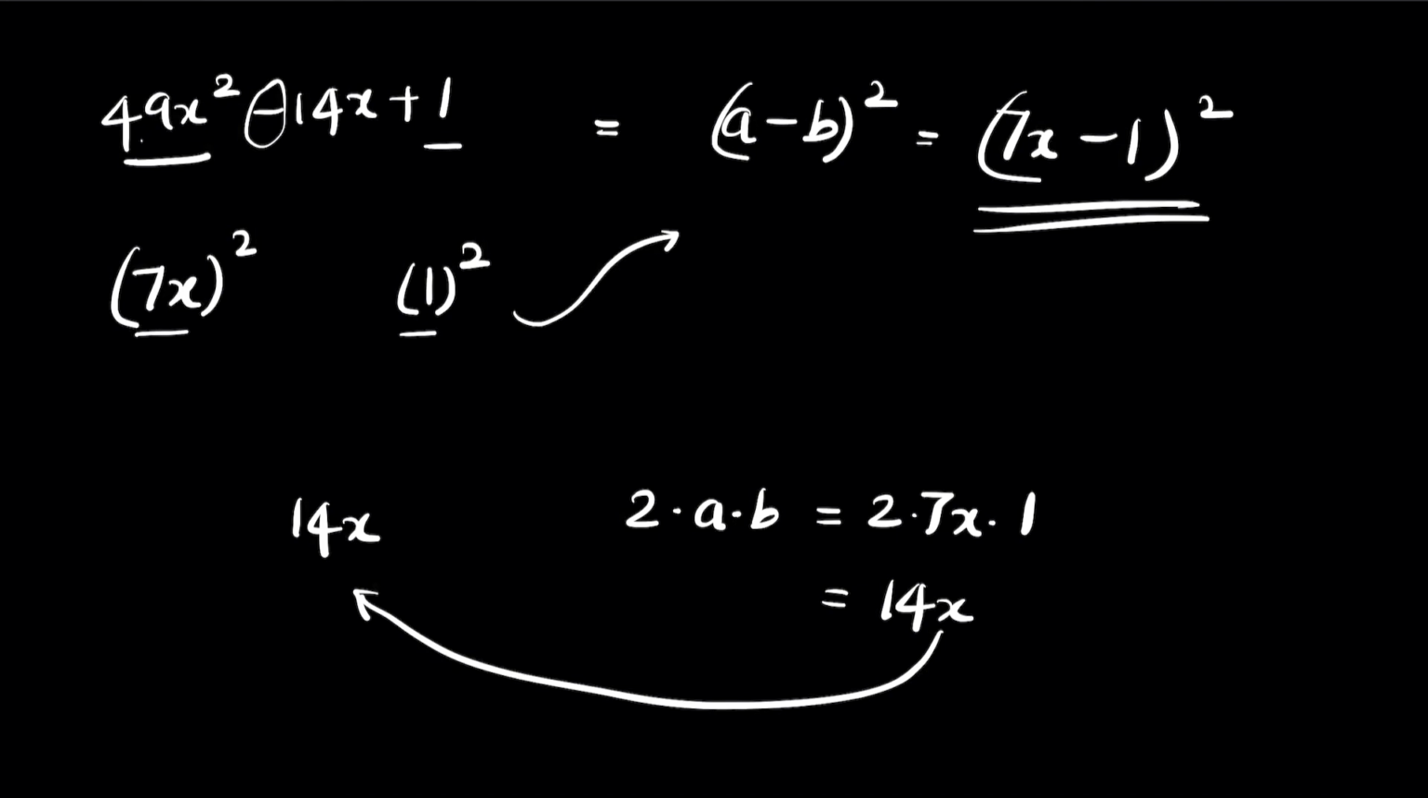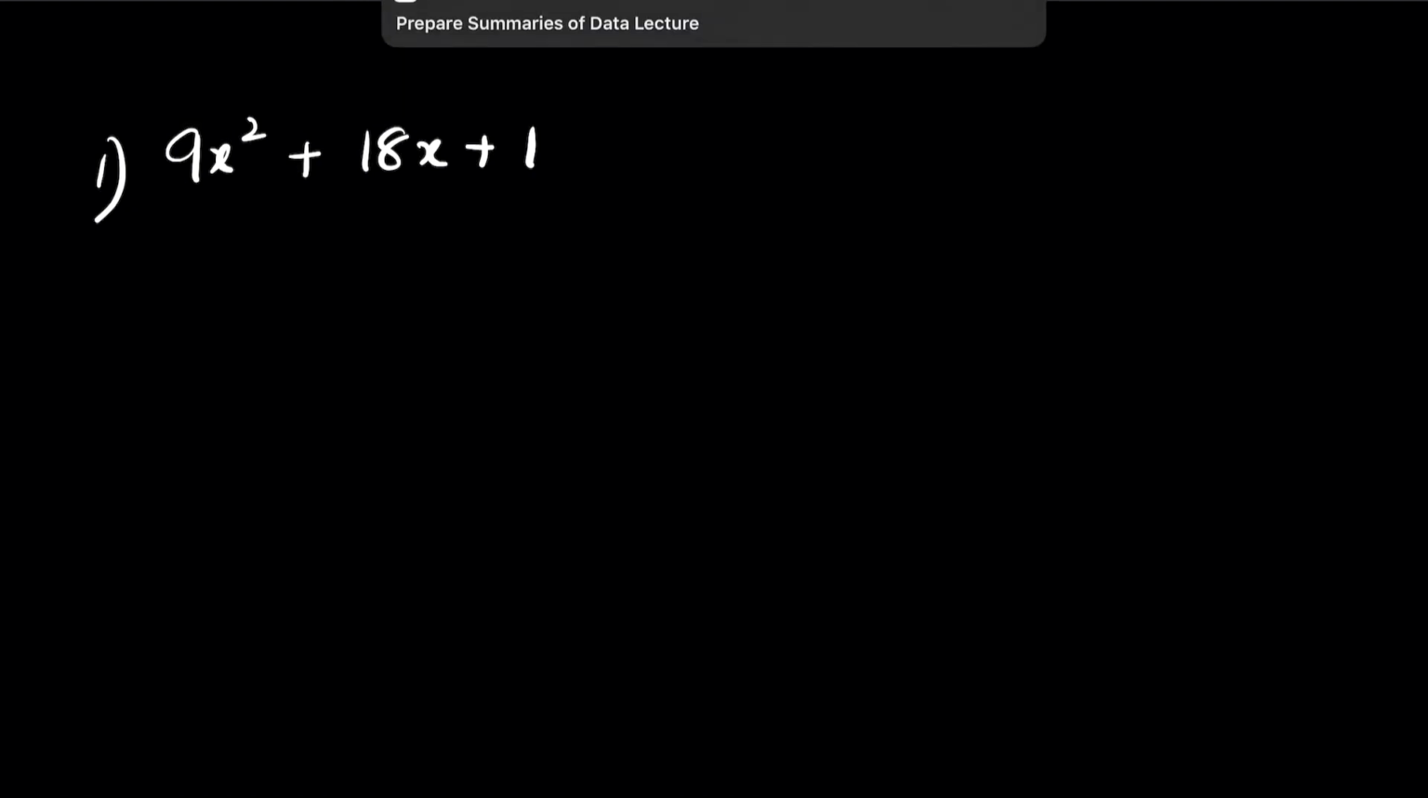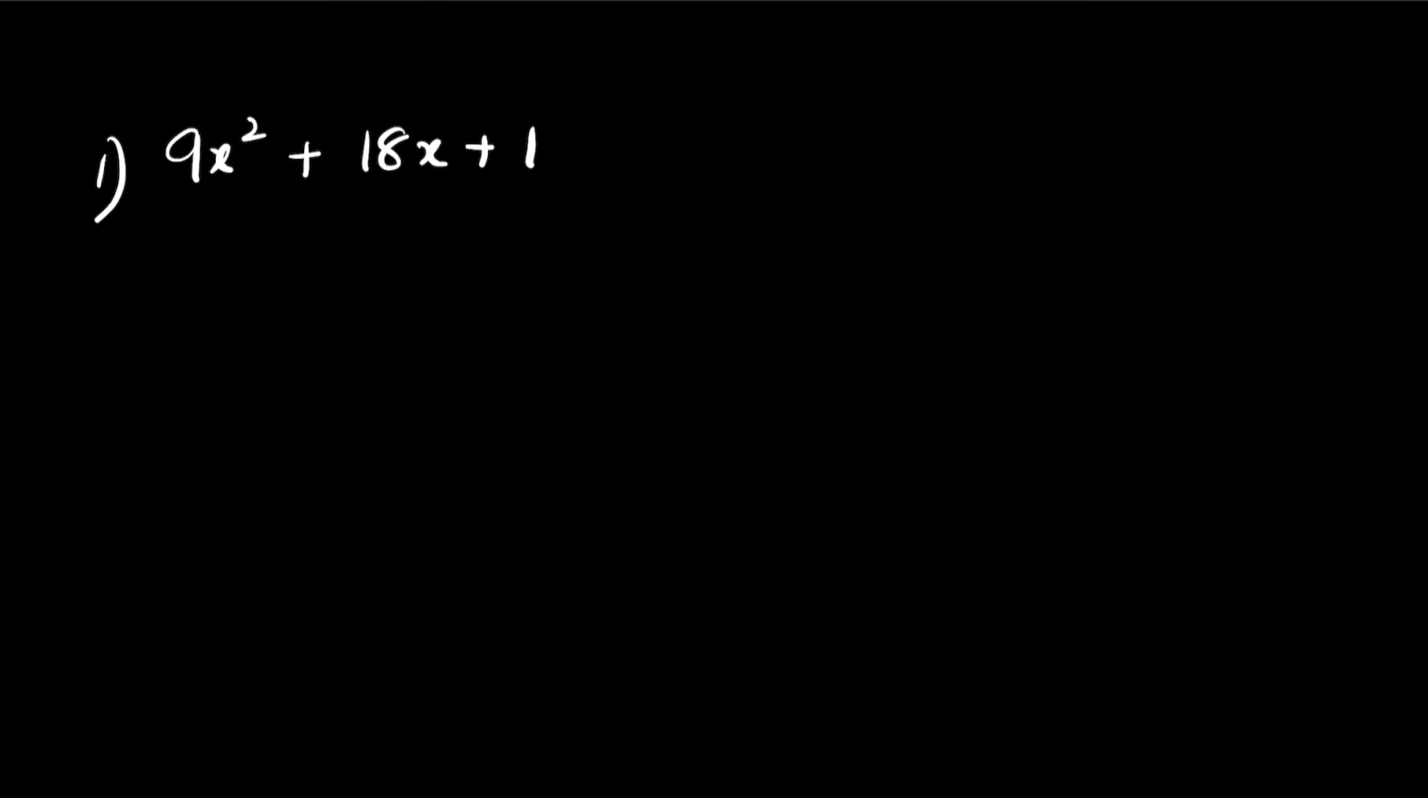So try another problem. Try this problem and see if you can factor it. The hint here: notice that 9x square can be written as 3x whole square, and 18x can be written as 2 into 9 into 1. So try to find out the actual answer. Next.